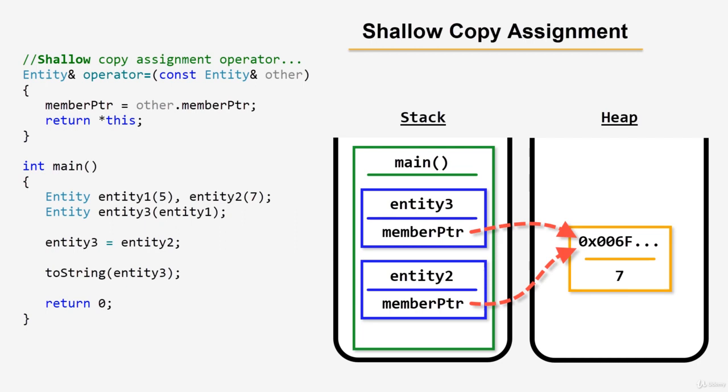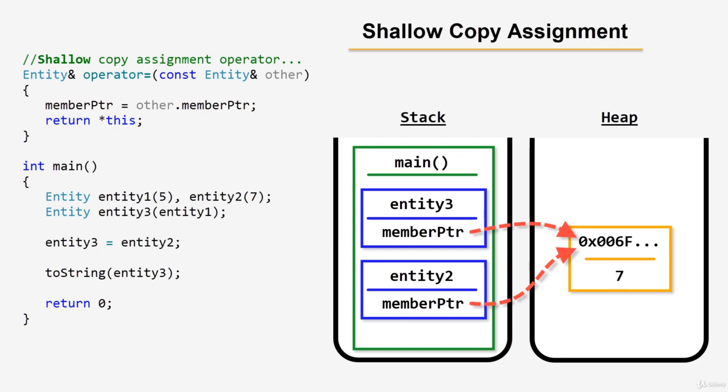Okay, it's simply going to be a shallow copy assignment operator, because as you can see in this example, what it's going to do is it's going to copy the address. So other.member pointer, it's going to assign that address to the member pointer of the calling entity or the calling object. So we are fetching the address in this example from entity 2, and we are copying that into the member pointer of entity 3, okay, in that assignment statement. And similar to the problem that we had in the copy constructor, they are now both pointing to the same dynamic variable which is on the heap.